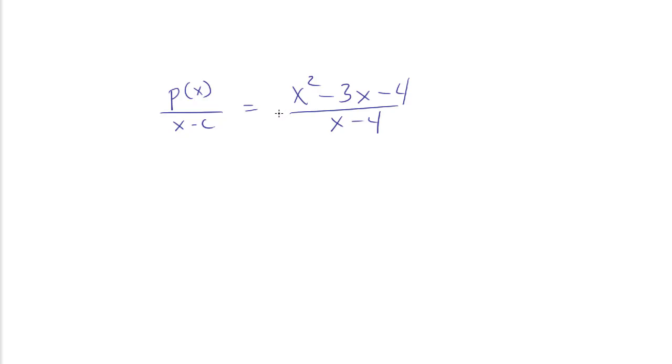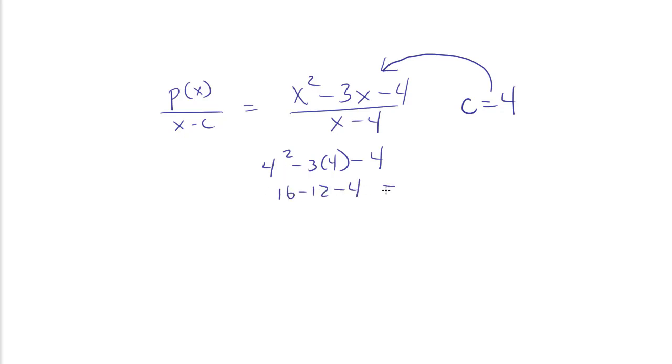So in this case, I have p of x is x squared minus 3x minus 4. X minus c is x minus 4. So that means c here equals 4. I'm going to plug c back into my numerator polynomial for x. So I'm plugging in 4. 4 squared minus 3 times 4 minus 4. What does that equal? That equals 16 minus 12 minus 4, which is 0. I have 0 remainder. Right away, I know x minus 4 is a factor of x squared minus 3x minus 4.